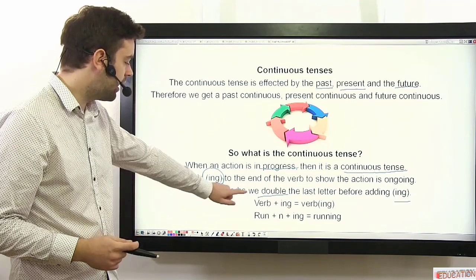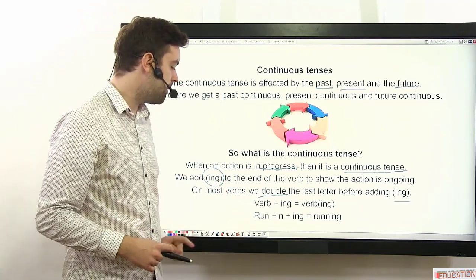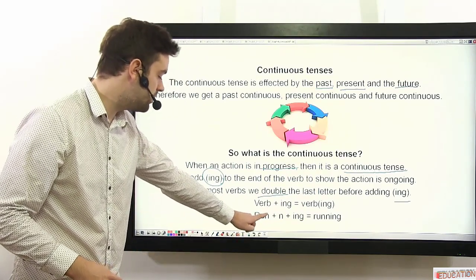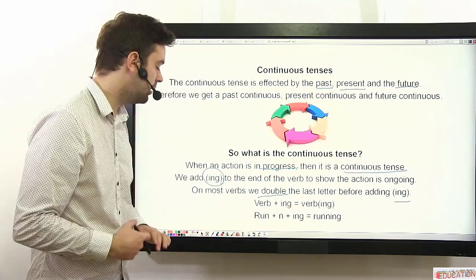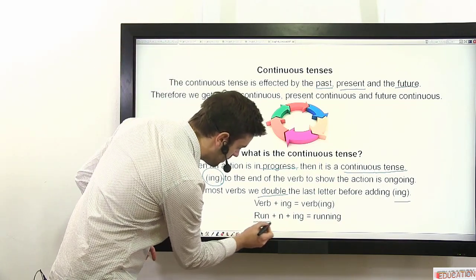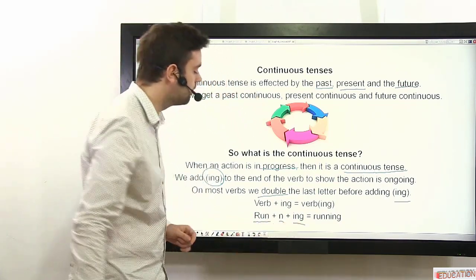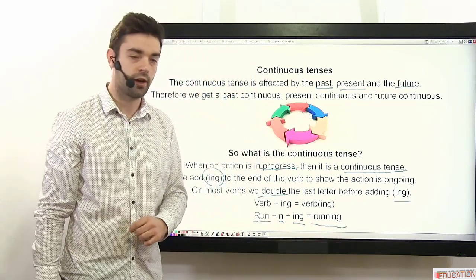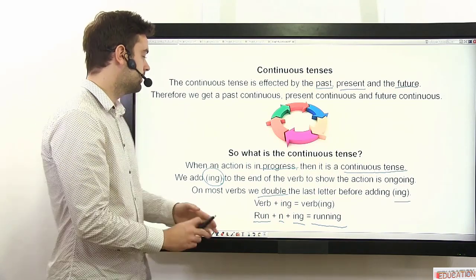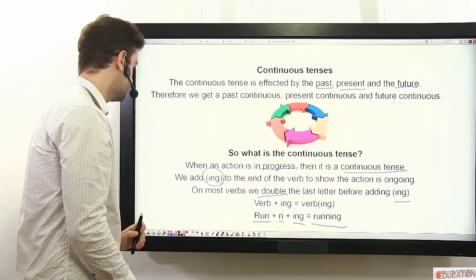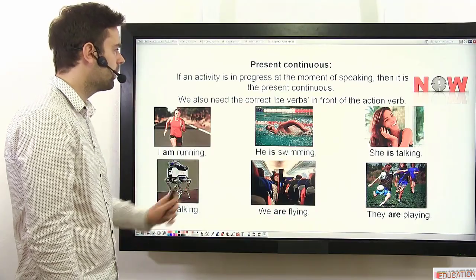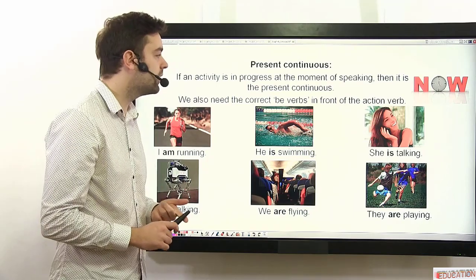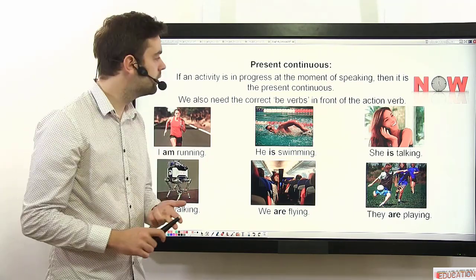So let's take a look at an example. We have the verb, we add ing. So the verb run, we double the n and add ing. Run plus n plus ing. Then we get running. So remember, we have the present continuous, past continuous, and future continuous.